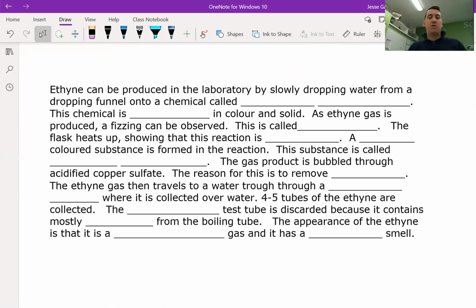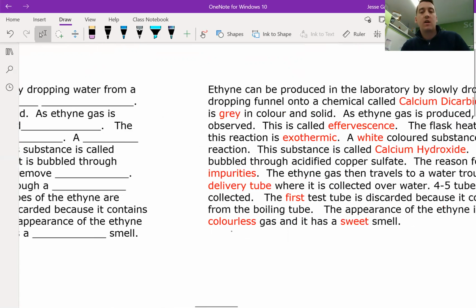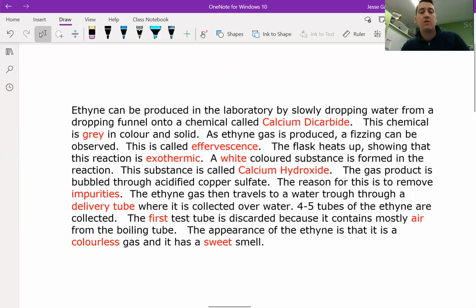Okay, so you should only be watching the video if you've written out the whole paragraph, not just the blanks, because this is practice for you to get good at writing out full answers. So this is helping you practice your science writing, okay? So let's check the answers. The answers will show in red here, okay? So this is what you should have.